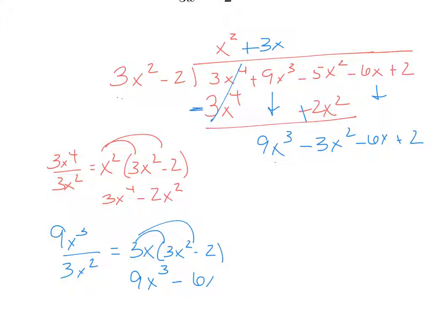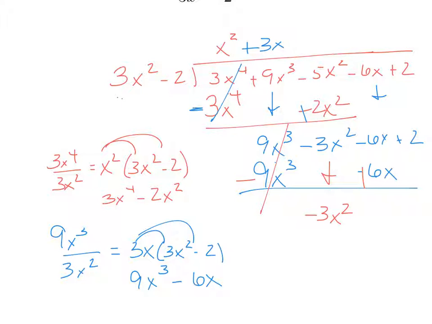minus 6x. Now again, look at what you just got. You got a power of 3 and a power of 1. I'm just going to put that 9x cubed here, but I'm going to put that negative 6x directly underneath the x to the first power, which is also negative 6x. I'm going to now subtract by changing both signs. These cancel. I'm going to bring down the negative 3x squared because it has no like terms to combine with, but the negative 6x and the positive 6x actually cancel as well, and you bring down that positive 2.